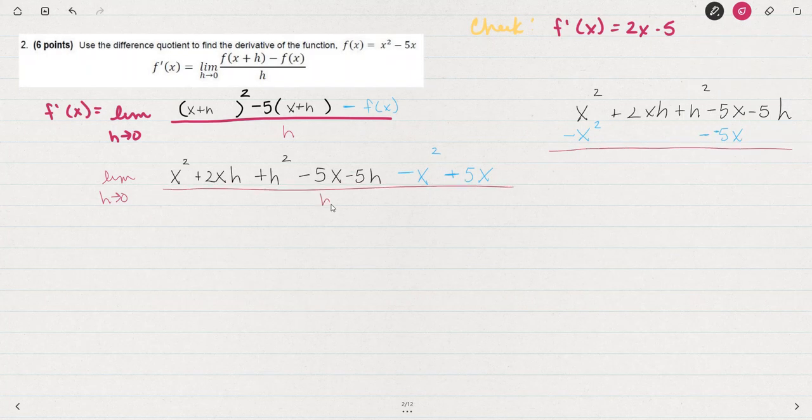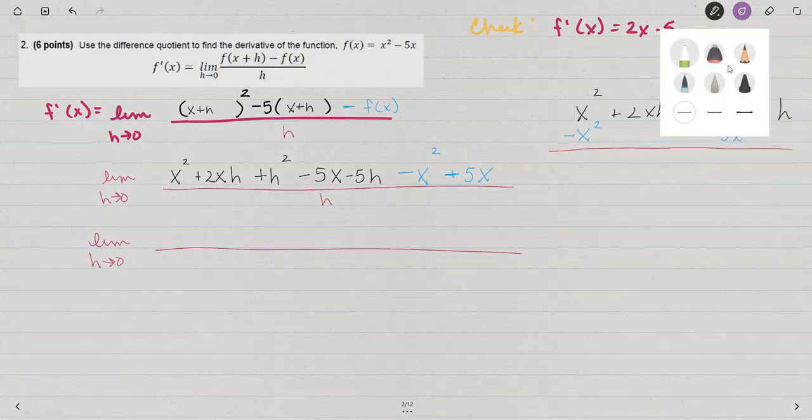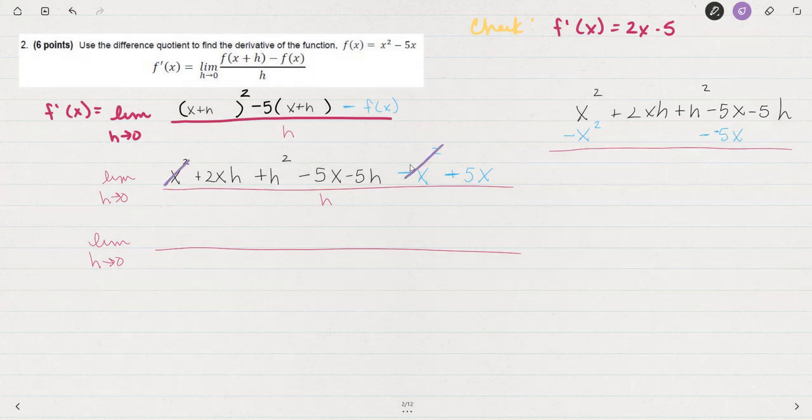Remember that we're taking this whole thing and dividing by h. And remember that we're going to do the limit. But what does that become when we simplify it? When we simplify this, this x squared minus x squared cancels out. Negative 5x plus 5x cancels out. Or if we did this vertically, we'd get the 0 plus 2xh plus h squared. The opposite of 5x minus the opposite of 5x is 0, so those cancel out, and minus 5h.